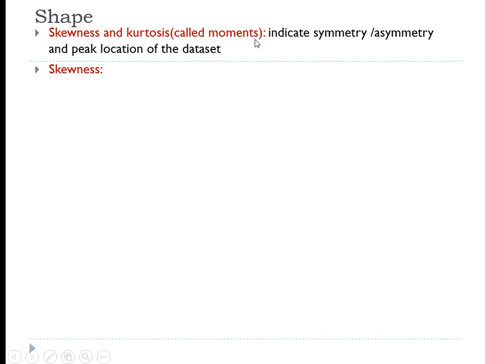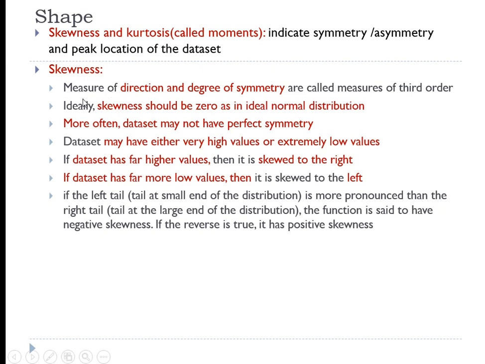Basically, these two concepts of shape are used to indicate the symmetry or asymmetry of the representation of your data set. So coming to skewness. Skewness is basically a measure of the degree and direction of symmetry, and it is also called a third order measure. In the last session we saw that mean, median, mode are the first order measures. The quartile deviation and interquartile range are second order, and shape measures like skewness and kurtosis are third order measures.